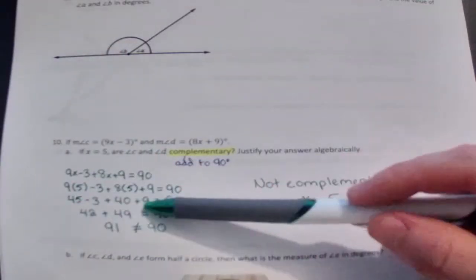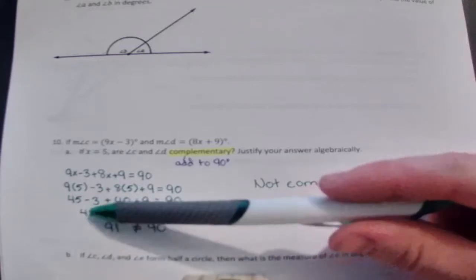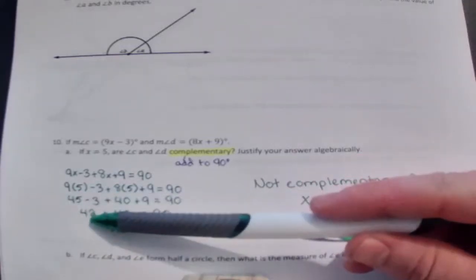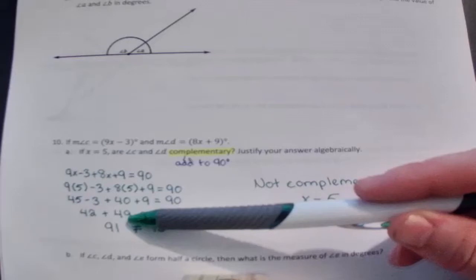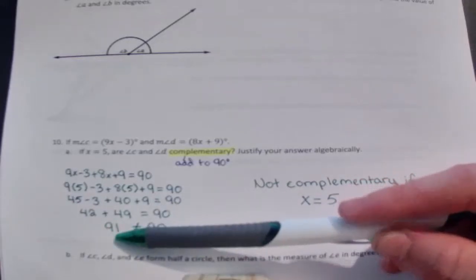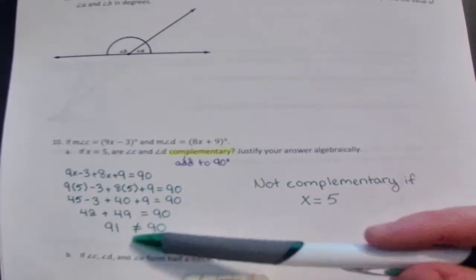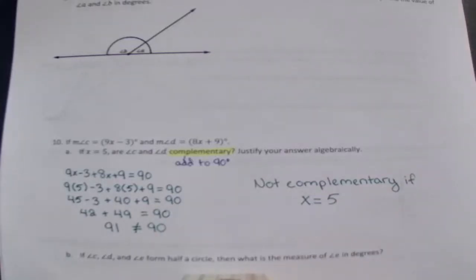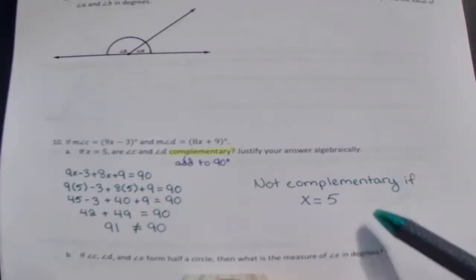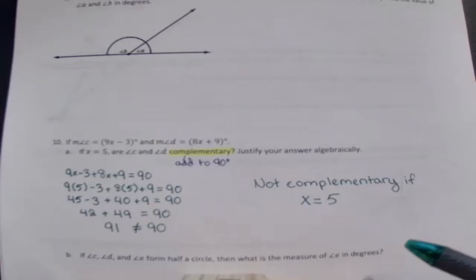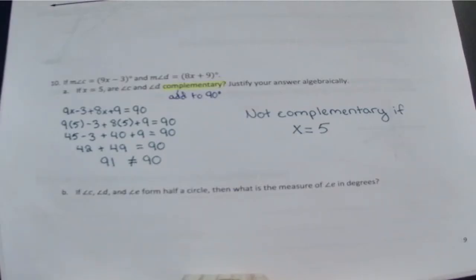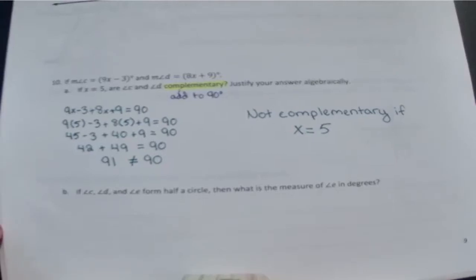Now that I have this, I'm trying to see if it actually equals 90. So 45 minus 3 was 42, 40 plus 9 was 49. Add those together, I get 91. Since they do not equal 90, then it's not complementary if x equals 5. So that's how we show it algebraically. Now it's time to look at part B.